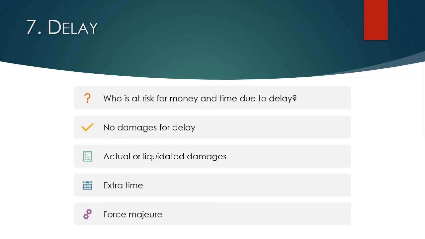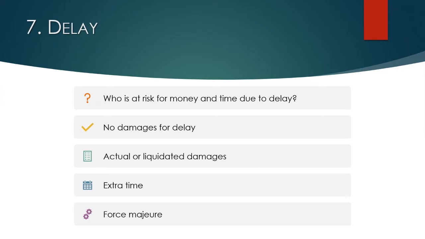The next topic that should be addressed in contracts is delay. We've spoken about delay previously. Joby covered it under change orders and other topics, so we won't spend a lot of time here. But who is at risk for the time and money associated with the delay? You need to think through both from a time and money perspective and address that in your contract.